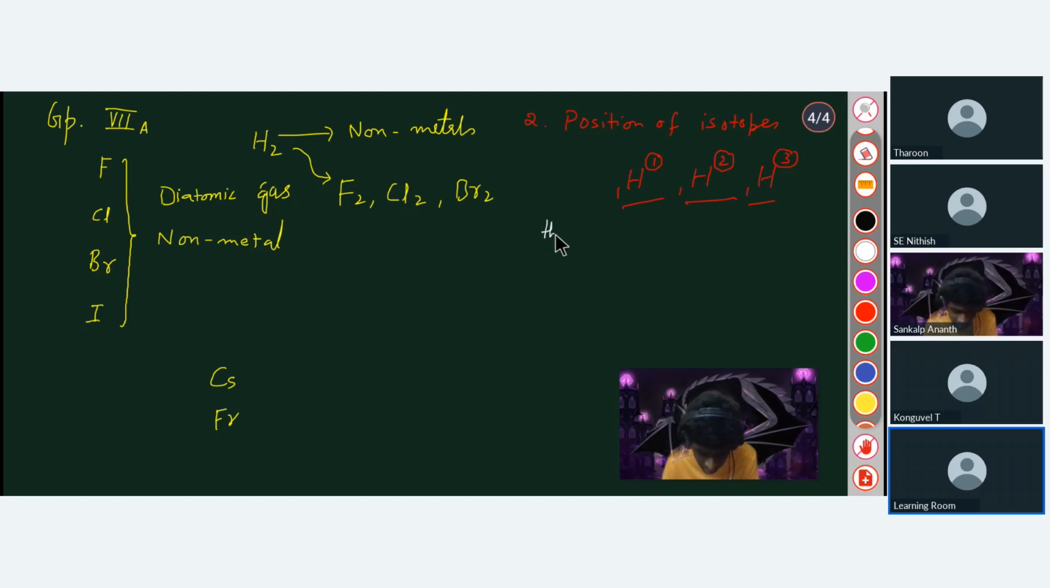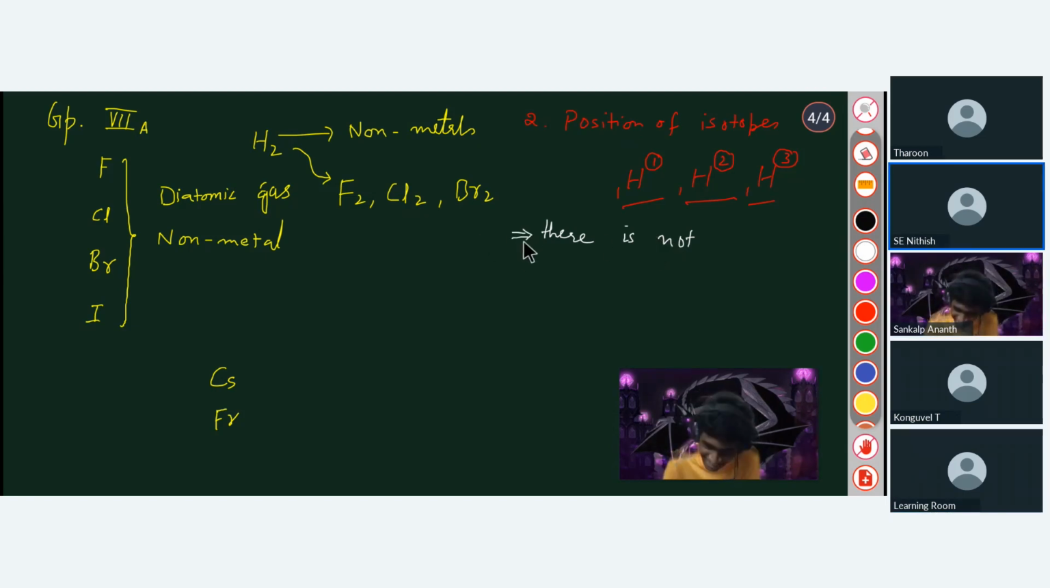Sir, that doesn't matter, because isotopes have the same properties as the original element, right? Do they have the same physical properties? No, they have the same chemical properties, the same number of protons, but their physical properties are different.